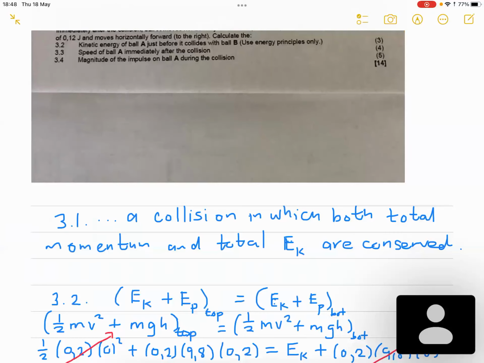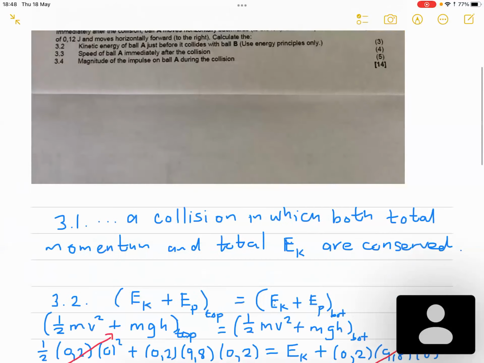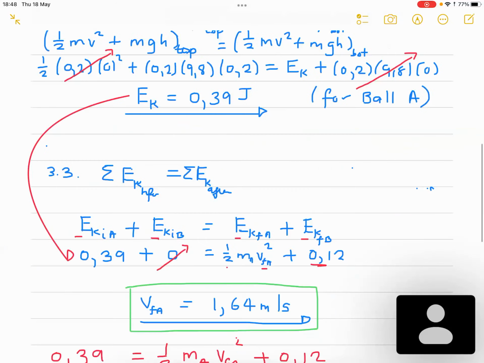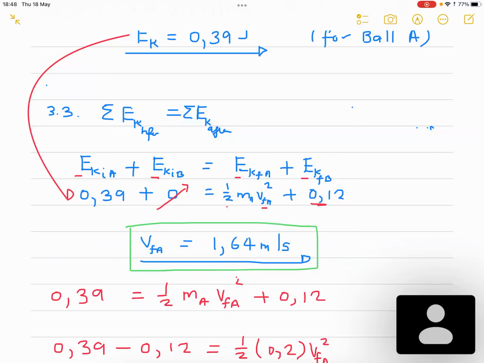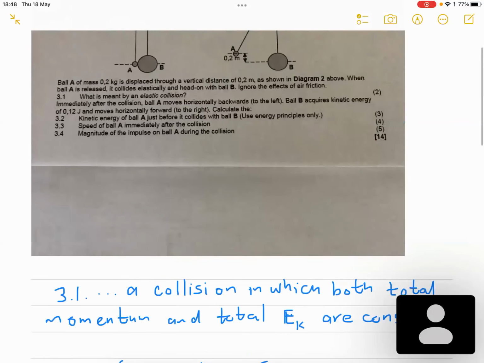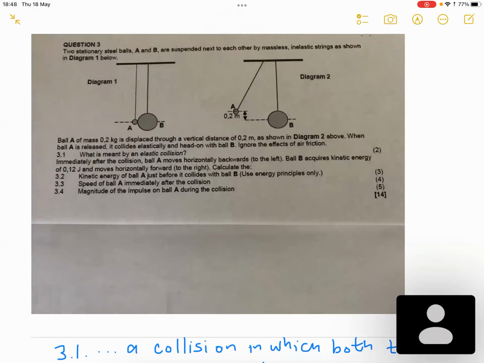Okay, so let's do this last bit. Now we've calculated, just an overview of this, the kinetic energy for ball A just before the collision, and now we've calculated the speed of ball A just after the collision. And then question 3.4 says, calculate the magnitude of the impulse on ball A during the collision.